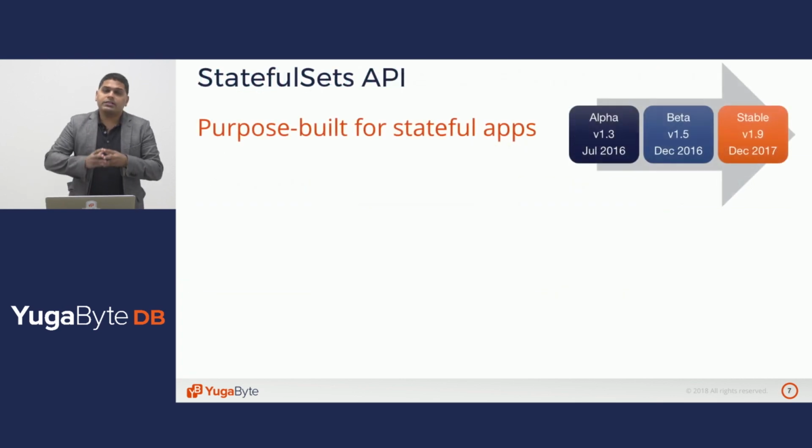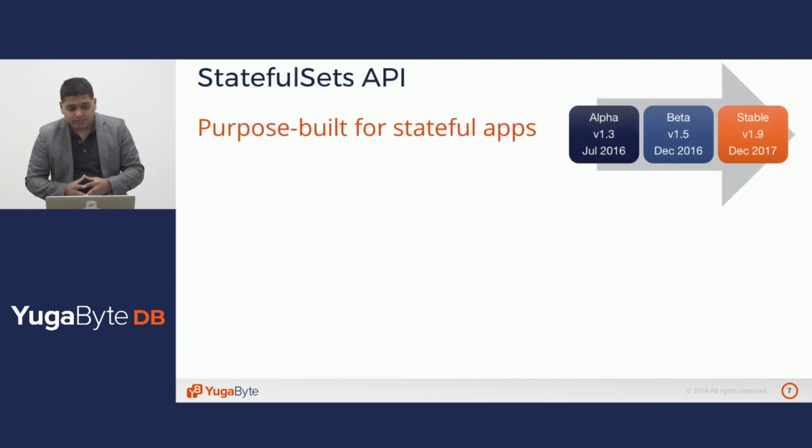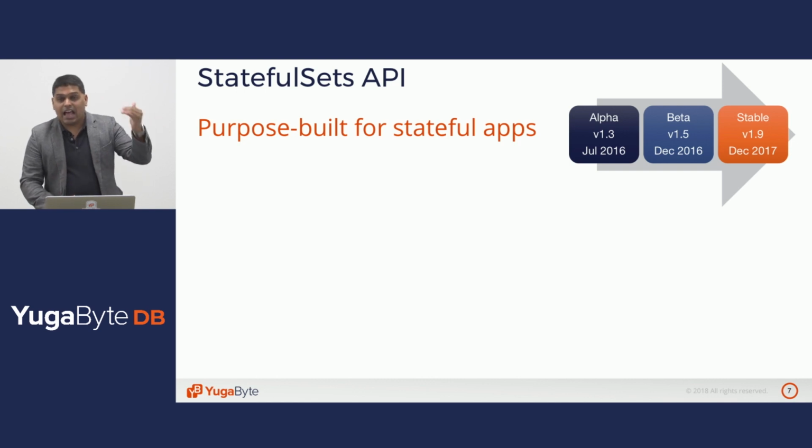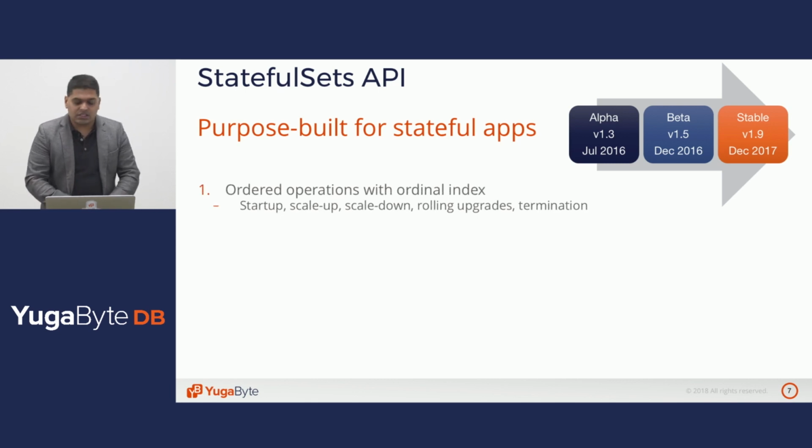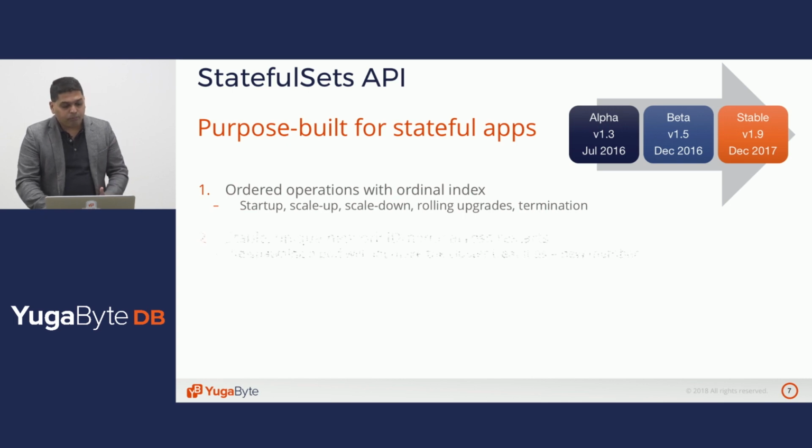Now, Kubernetes has been working on this problem for quite some time. Originally, the controller that Kubernetes came out with was called PetSets. It was an alpha in July 2016, and it took a year and a half of work from various people to bring a stable StatefulSet controller, which is the new name, and it's purpose-built for stateful applications. It provides the same ordered operations concept that I was referring to: startup, scale up, scale down, rolling upgrades, termination. All these can happen in an ordered manner.